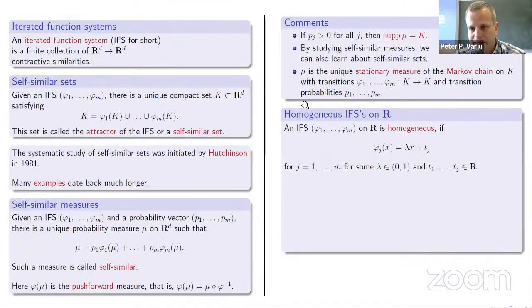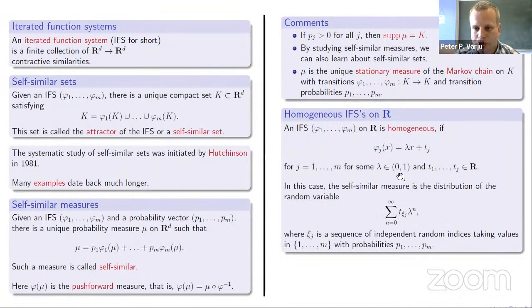Now there is a very nice class of iterated function system for which it's very easy to write down what the self-similar measure is. These are homogeneous iterated function systems, which means that the contraction factor, this factor lambda, is the same for each map.